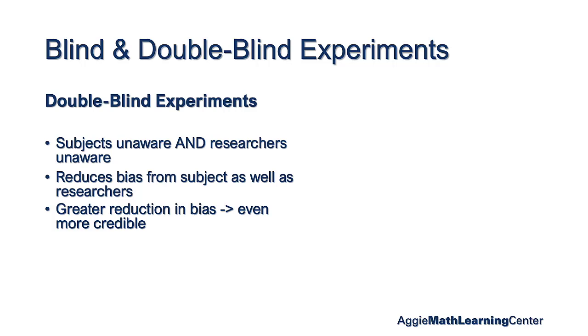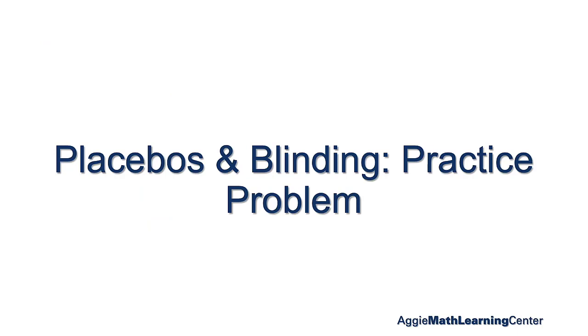However, this can be difficult to do in many realistic settings, and thus single blinding is more commonly seen within the real world. Now that we have defined the concepts of placebos and blinding within controlled experiments, let's do some practice to check our understanding.